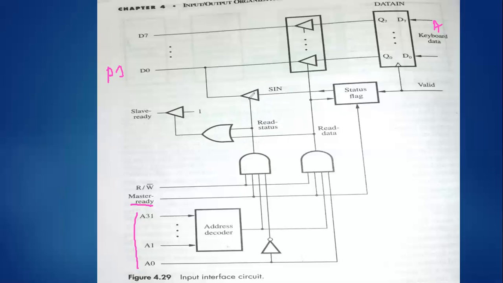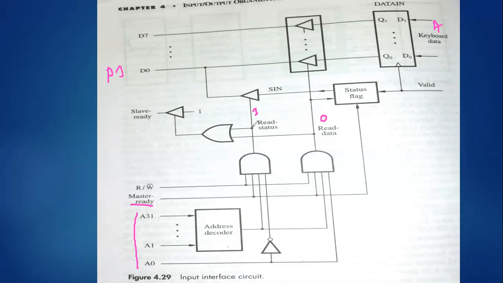Before we start the data transmission, we need to verify whether data is still residing inside the data in or not. Because of that, first we are reading the status. Then this line will be 1. We are not reading the data, so the read data line will be 0. We are just verifying whether SIN is still available or not.